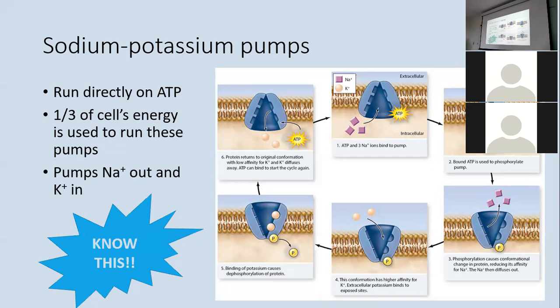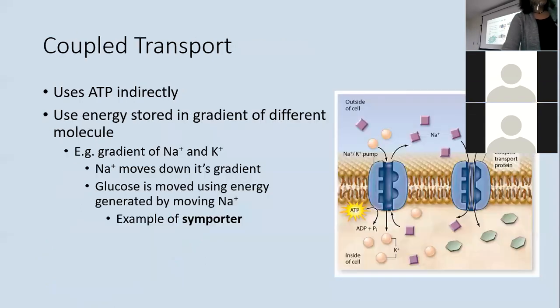So this is just happening all the time, right? Sodium's getting pushed out, potassium's getting pulled in constantly, right? And what we're creating is a gradient, basically. We're making a high concentration of sodium out here and a high concentration of potassium in here, so that your cell can then do coupled transport.